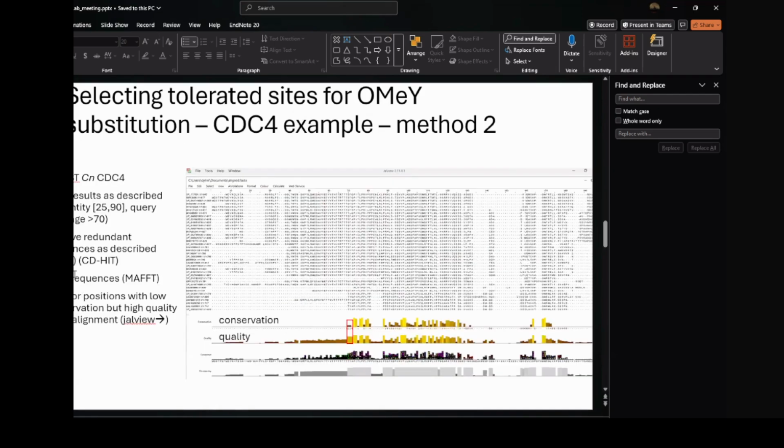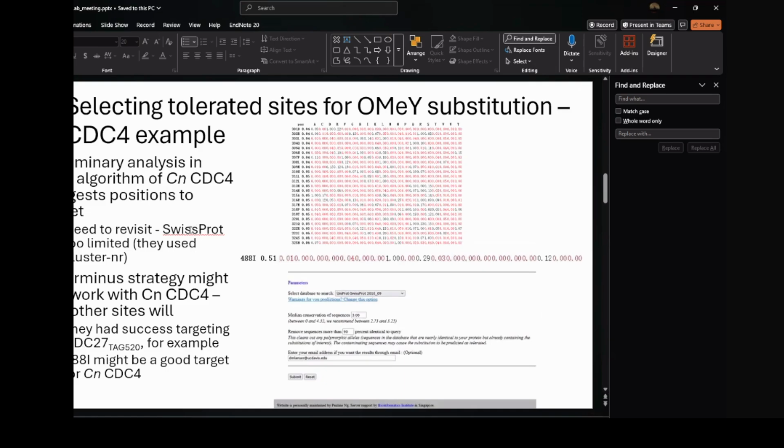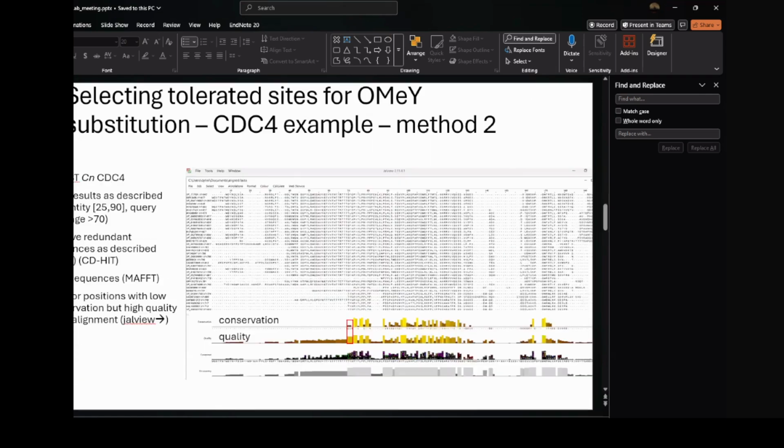And then I tried it another way too, using some different tools. The problem with the first approach is I identified sites that were not quite at the N terminus like they talked about in the paper, but doing it this other way, there could actually be some closer to the N terminus, though I don't know if that's necessary. So anyway, I generated this alignment using other tools, and we have some sites here, if we were to go with CDC4 in Cryptococcus, where we could potentially introduce this stop codon.